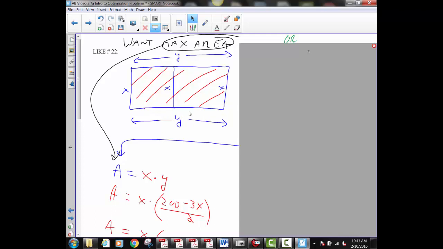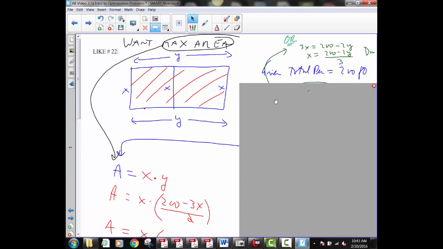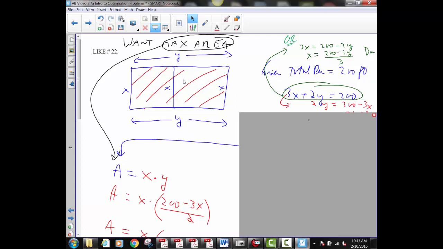So you have so much fencing, okay? You have a total perimeter of 200 feet of fencing. The blue all adds up to 200 feet. Now, of course, we're trying to maximize an area, so the area of the whole thing is y times x, but that's too many variables. I have A, x, and y. So we come back over here, and we realize that 3 of these x lengths plus 2 of these y lengths is this famous 200 feet of fencing that we have.